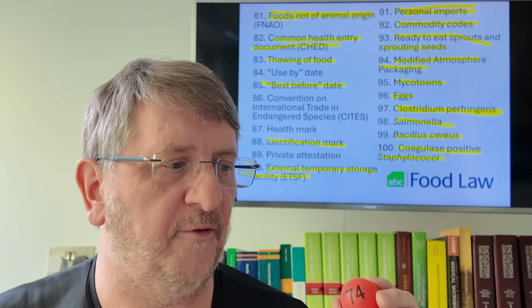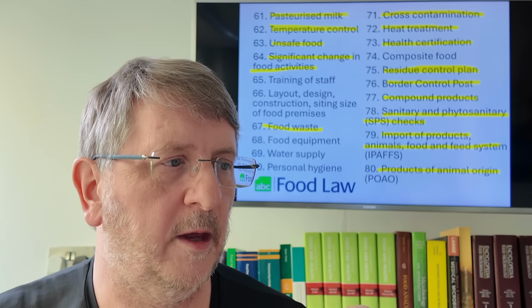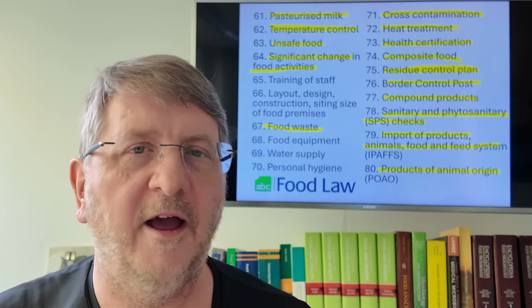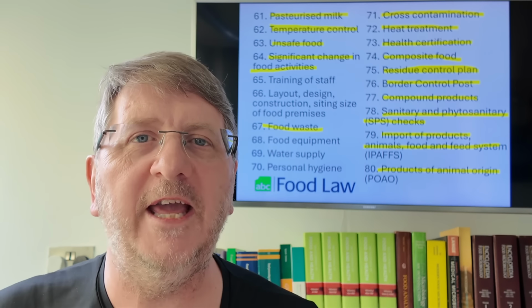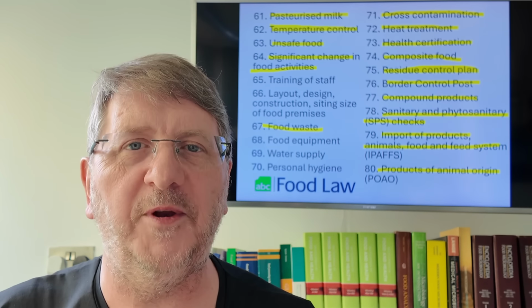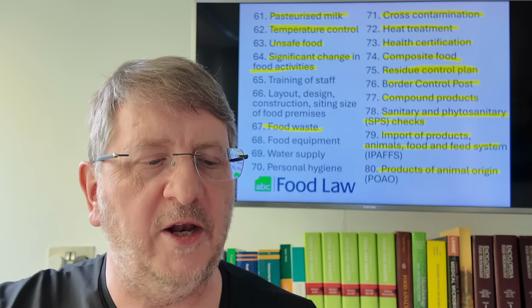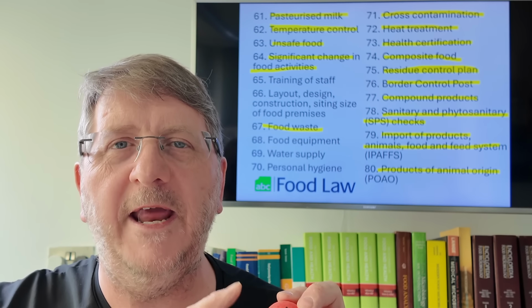Number 74 is composite food. A composite food is a product of animal origin and a food not of animal origin. Chicken curry and rice would be a composite food. It has a role in hygiene law, but mostly it's important in import and export law.